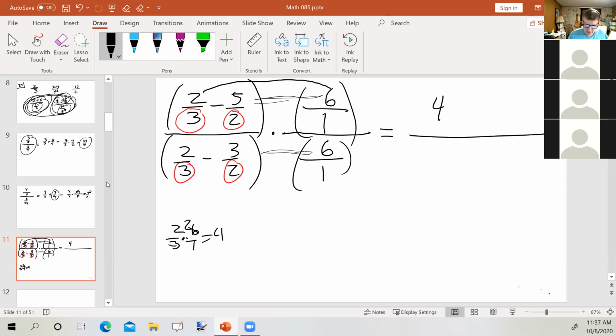Okay? Because notice what you're going to see here is that 3 and that 2, all those ones that are circled, are going to disappear. All right. So everybody okay with where I got the 4? So now I'm going to take the -5/2 times 6 over 1. So -5/2 times 6 over 1. 6 over 2 is 3 over 1. So I get -15.